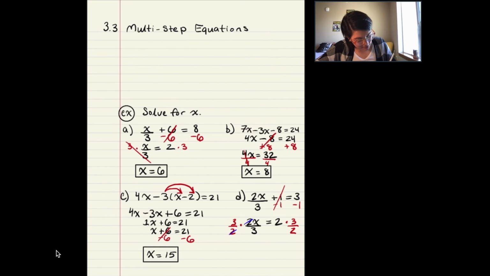So our 2's cancel, our 3's cancel. We just have x left over. And then we have, technically, this is 2/1 times 3/2. And you can notice that our 2's cancel here as well, since we have a 2 in the numerator and a 2 in the denominator. And then we're just left with 3/1, which we can just write as 3.